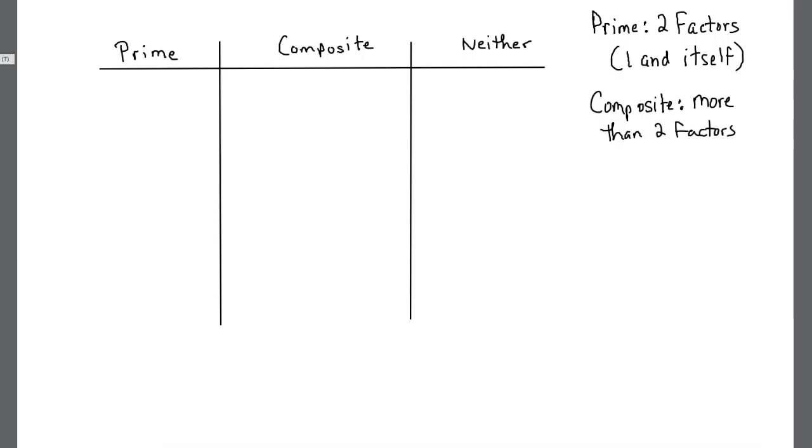Hello everyone, today I want to talk about prime and composite numbers. I want to be able to classify, let's say, the first 30 numbers as either prime, composite, or neither. Alright? So let's get started.